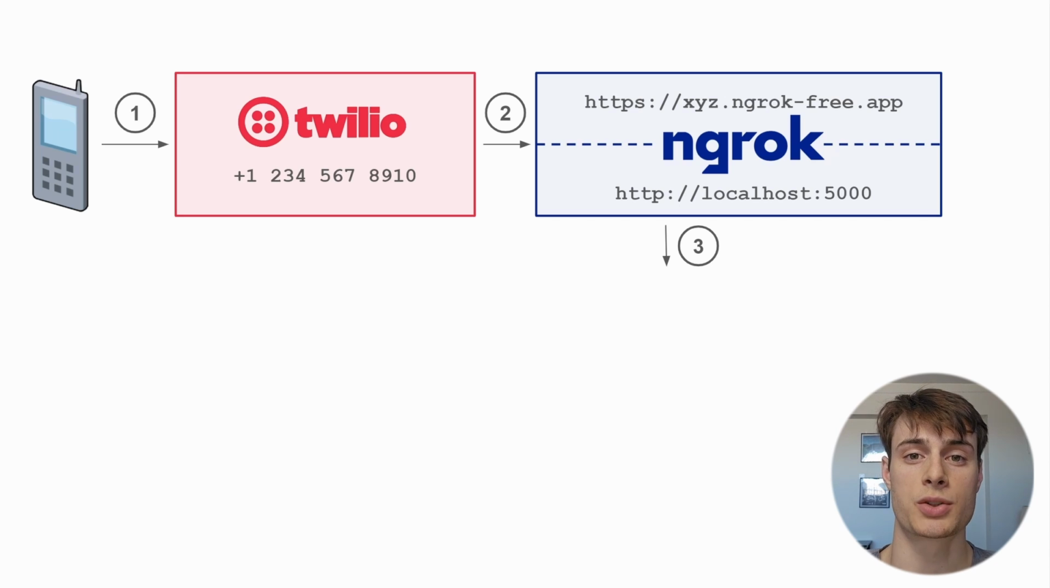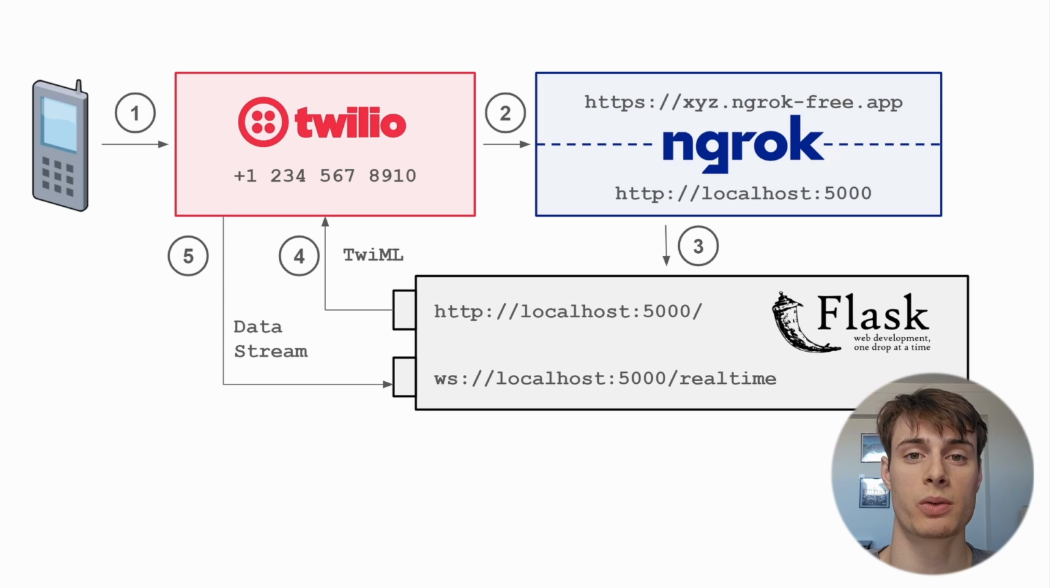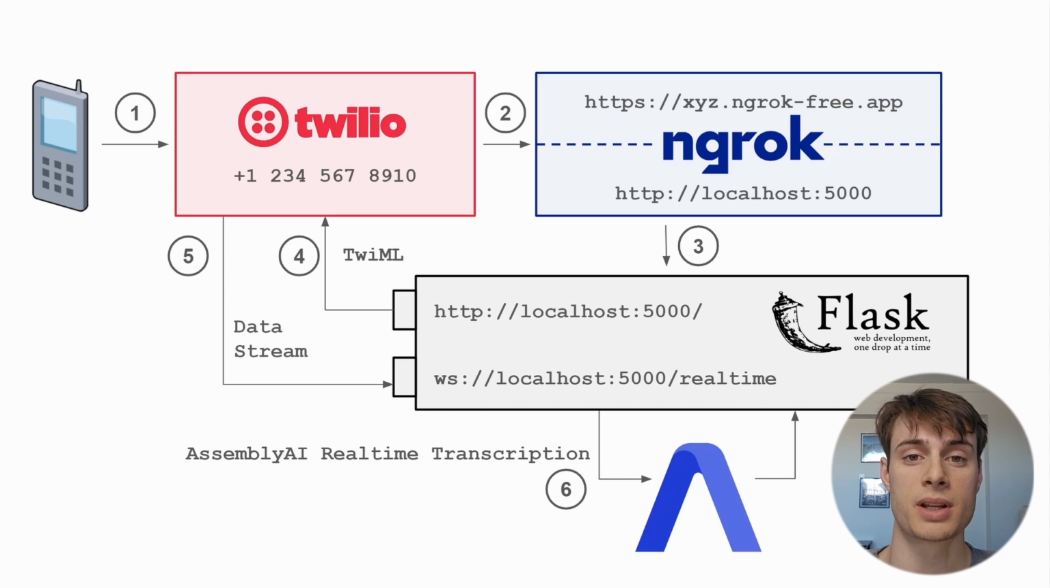The ngrok tunnel allows Twilio to call a Flask application that's running on our local machine, which responds with TwiML that instructs Twilio on how to handle the call. In our case, the TwiML will tell Twilio to pass on the incoming data stream from the phone call to a WebSocket that's running in our Flask application. The WebSocket will receive the incoming audio stream and pass it off to AssemblyAI for transcription, printing the transcript to the terminal as it's received in real time.